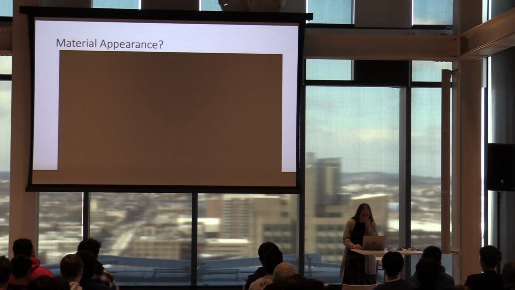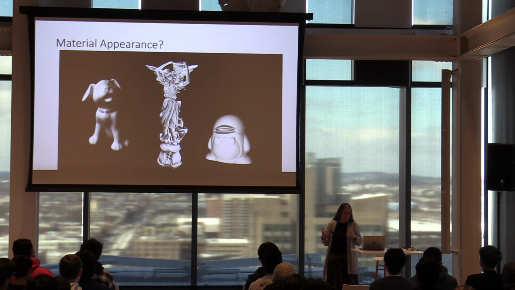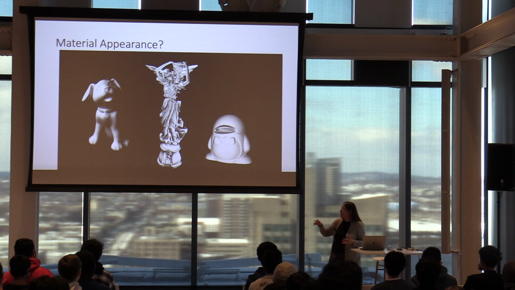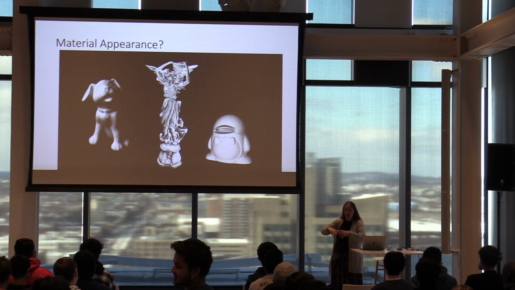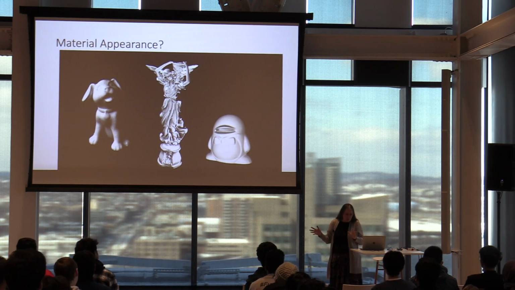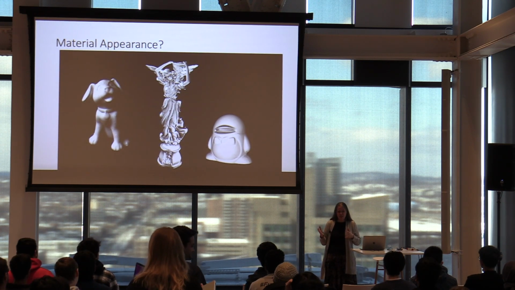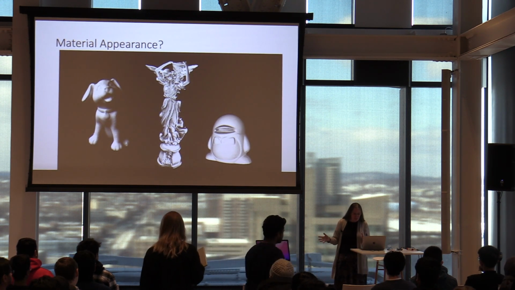So another way of looking at why it is important to model materials accurately: here we have three objects, and they're all the same boring white stuff. Scattering has a spectral component; here, all the wavelengths are scattered the same way. It has a directional component. It may be mirror-like or diffuse or something in between. And it also has a spatial variation. Very few things scatter absolutely the same at every point on the surface.